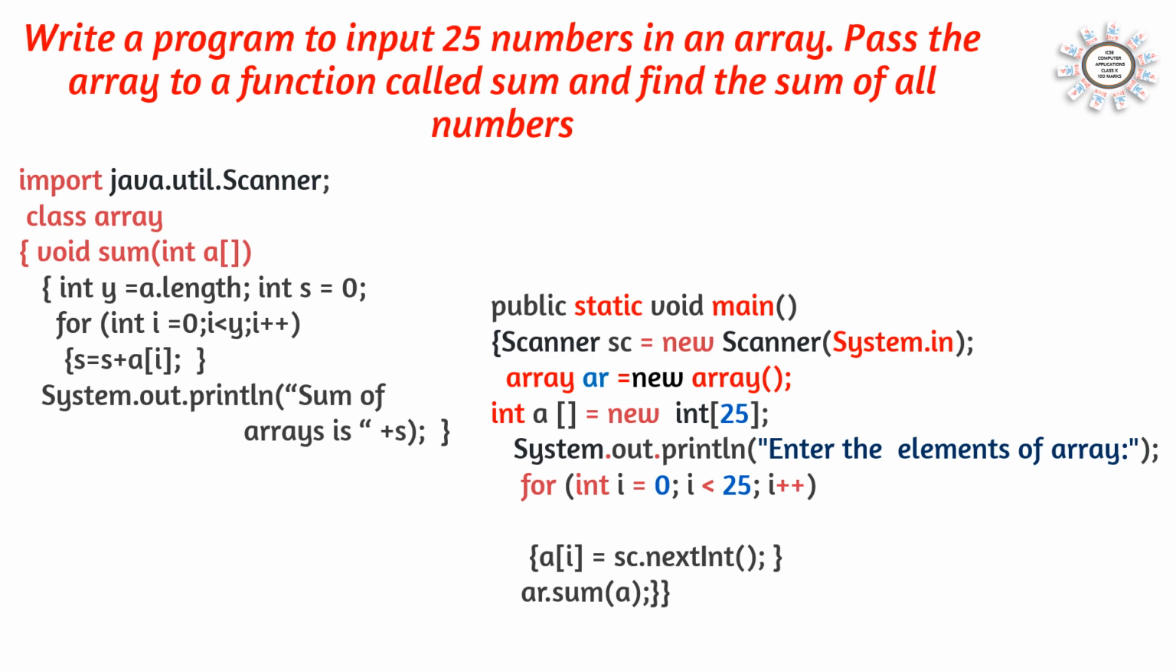That means in the main program accept 25 numbers in an array and then pass that particular array to a function. The function will find the sum of all numbers and then it will print it. We are not returning the value, so there is no need of a return type.